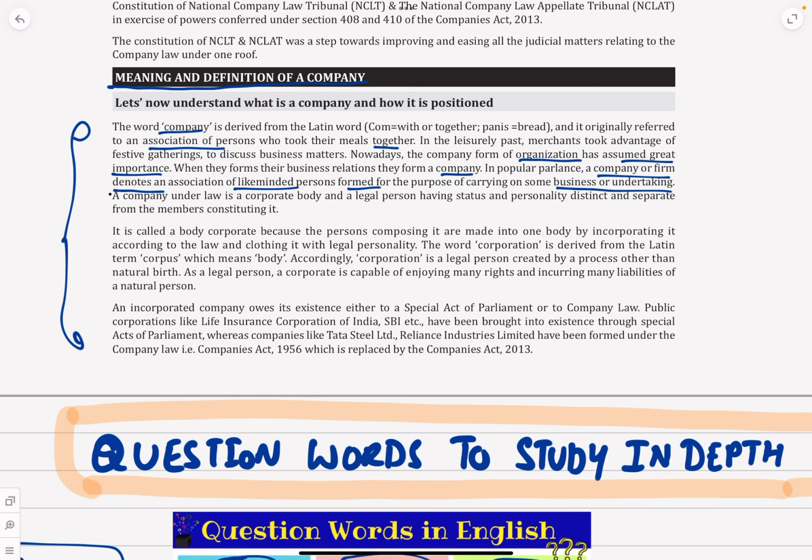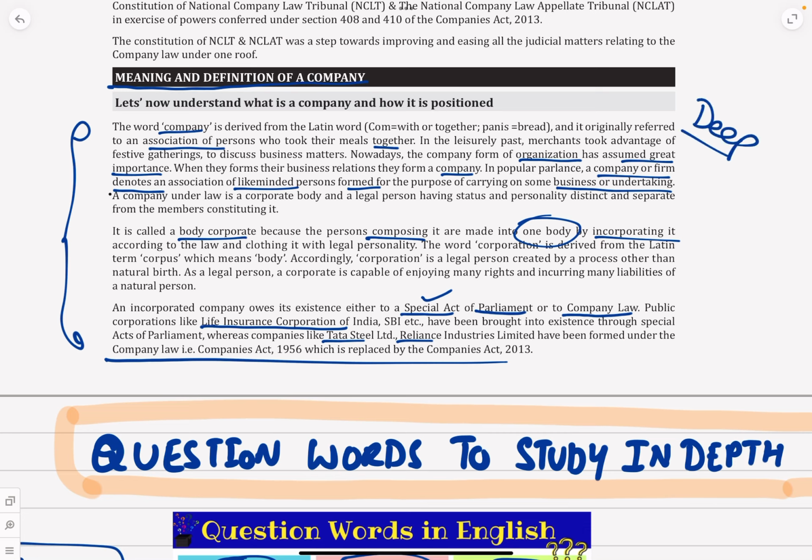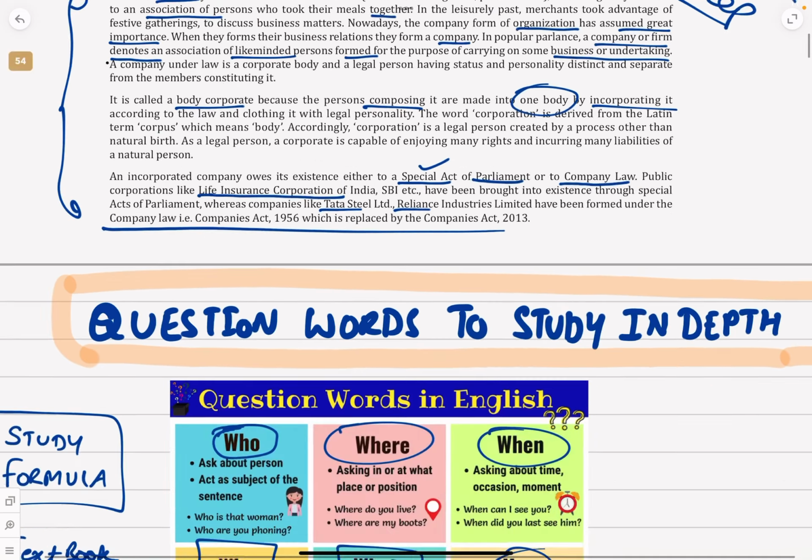Then in the next paragraph, they say it is called a body corporate because of the persons who compose it, and they form one body and they incorporate it. Right? Then further they say a company is incorporated by a special act of parliament or under the company law, and they've given examples like LIC is a special act of parliament, and other companies like Tata, Reliance are formed under company law. So we just read this, but we never understood this in depth. We need to go deep if we have to understand law, especially company law.